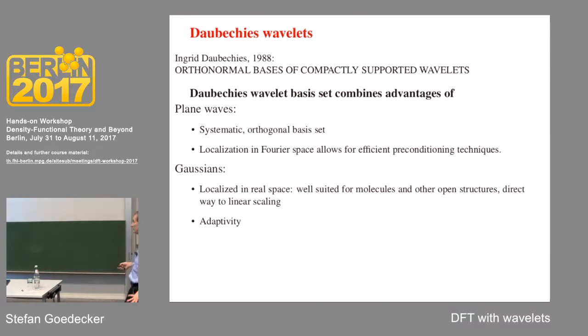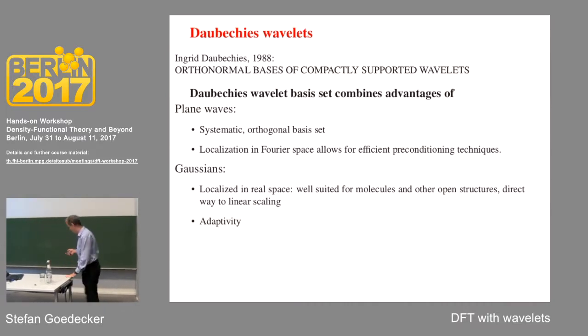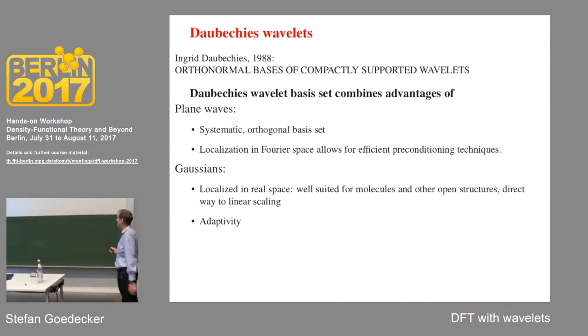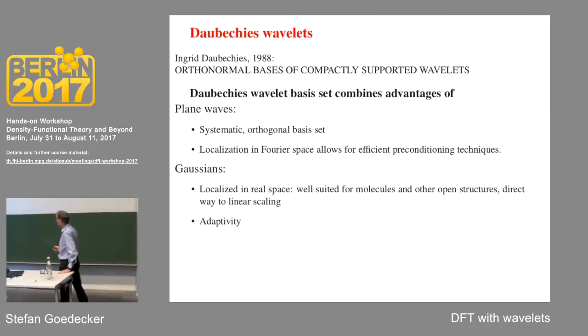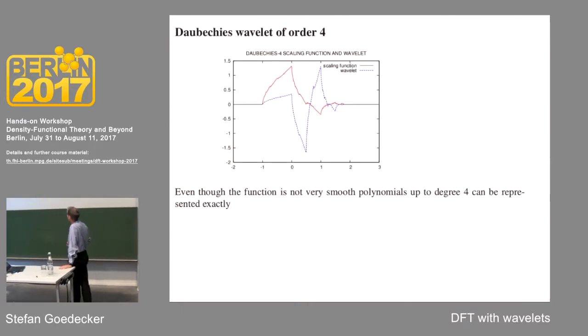So that means if you have an open structure where you know that in a certain region of space you don't have any charge density, then you don't have to put basis functions in this region. Also, localization of the basis functions is very useful to obtain linear scaling. And then we have this adaptivity. That means, for instance, we can do all-electron calculations in a wavelet basis set.